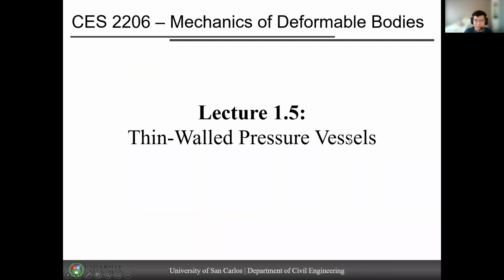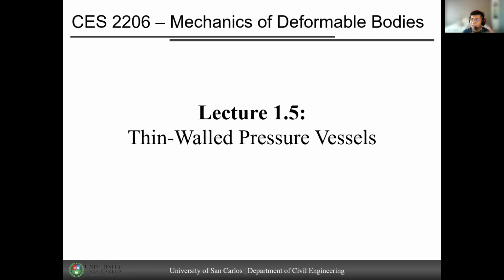So I think this is the last pressure that we're going to discuss. Pressure or stress are the same. I think pressure is the term more used in the physics aspect, right? Pressure is still force over area if you want to go to the physics aspect. So we now go to thin-walled pressure vessels.